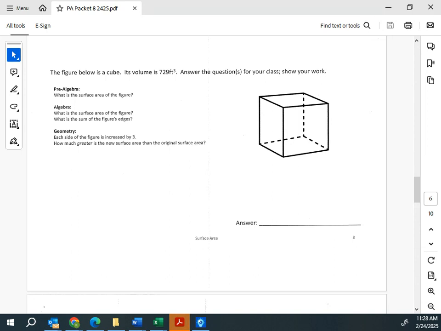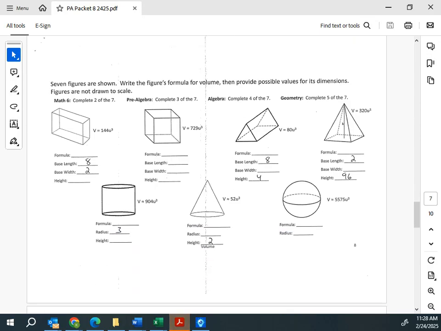Our next page, we are going to be seeing a lot of these pages in future packets. So we need to know the correct formulas to find the volume of these different shapes. Pre-algebra needs to do 3. You can always challenge yourself to find more of them. I have them all written down. So if you want to challenge yourself with the more complicated ones, if you want to do all of them, you certainly can. Mr. Schultz has given us different side lengths to help us out. We need to write in the volume formula for each of these.